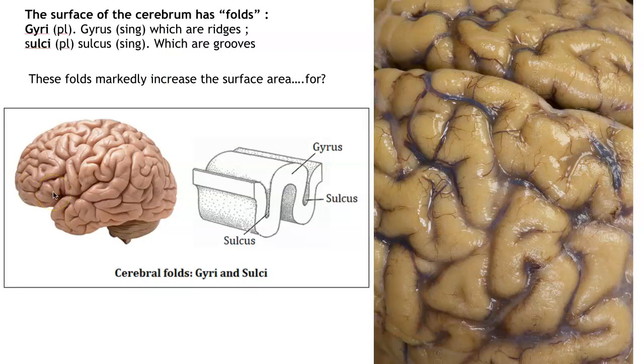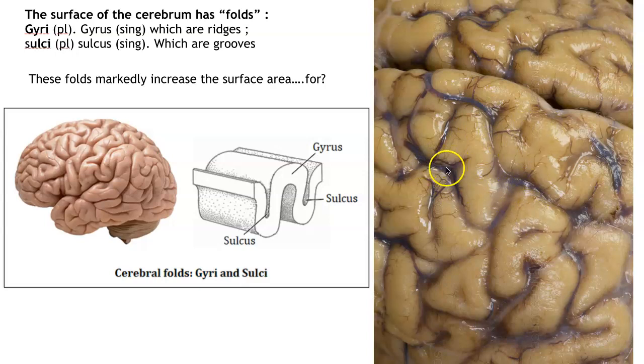So the surface of the cerebrum, when you look at the cerebrum, this is what you're seeing, all these bumps. We are now going to give these little lumps and bumps names. This ridge is called a gyri. These are all gyri, these ridges. Gyrus is one single ridge, but these are a bunch of gyri, all these ridges.